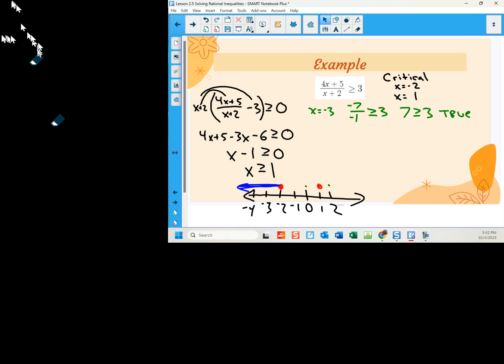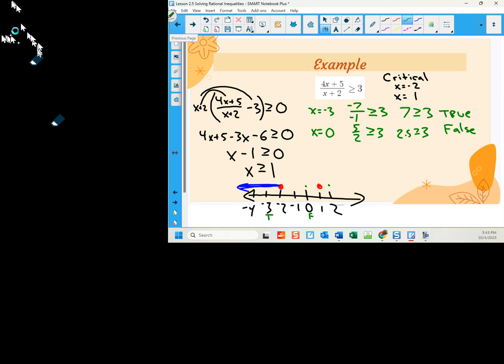Now, let's plug in 0. When x equals 0, I get 5 over 2, as I plug in zeros for the x's. That's really 2.5. Oops, this is getting a little sloppy here. Let me try to clean that up. I get 2.5 is greater than or equal to 3. That is false. So far I had a true for negative 3, and I had a false for 0.